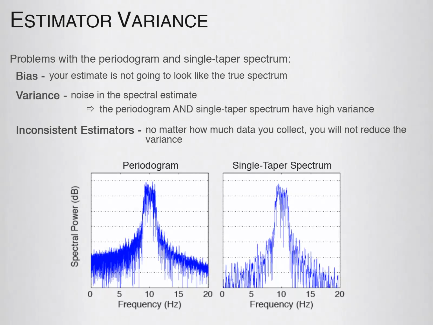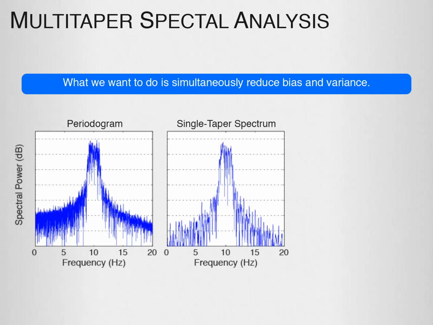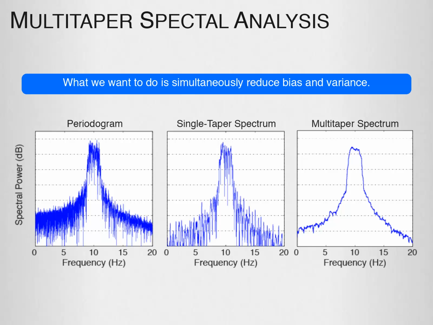Looking at a 10 Hz signal, the periodogram is very noisy and the side lobes have significant power. For the single taper spectrum, we can observe that the power of the side lobes has decreased, but it still has a lot of noise. What we want to do is simultaneously reduce bias and variance. Back in the early 80s, David Thomson developed a method to do just this called multi-taper spectral analysis.